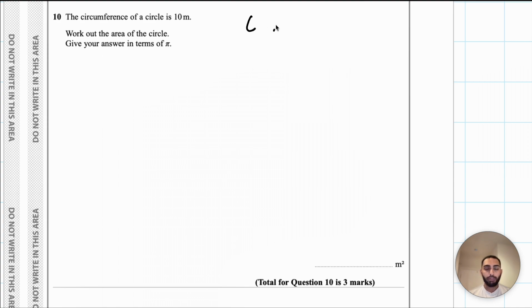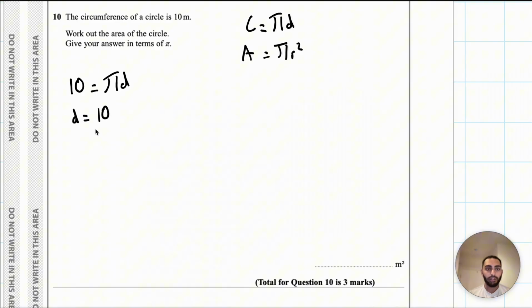So it's C equals pi d, and A equals pi r squared. This is the formula for circumference and that's the formula for area. Because we know what circumference is, I know C is equal to 10, which is equal to pi times diameter. I want diameter on its own, so I need to divide both sides by pi. So diameter is equal to 10 over pi.